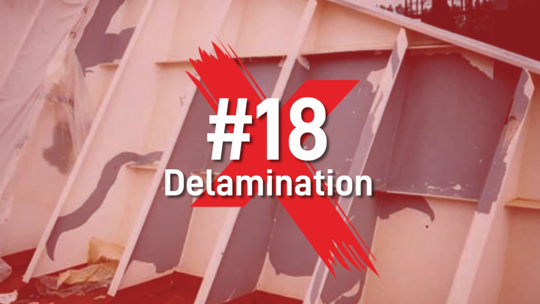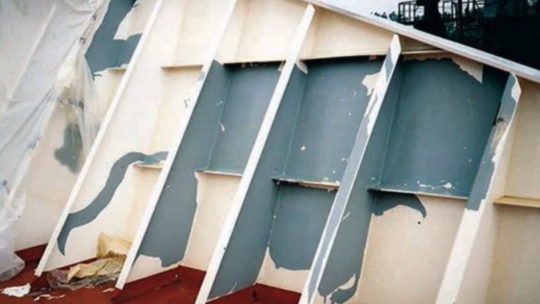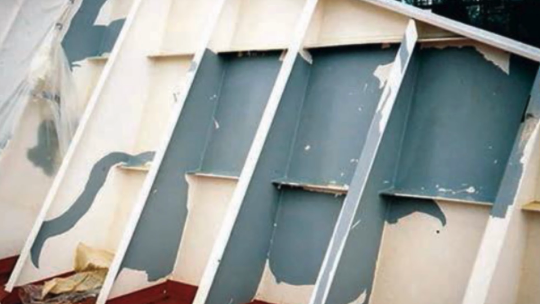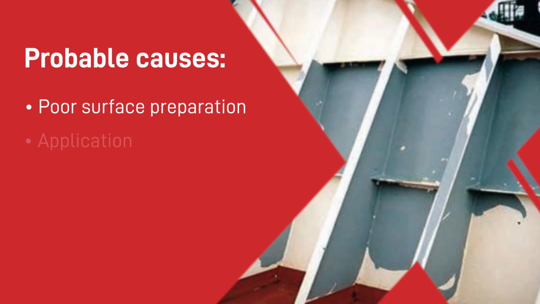Failure number 18 is delamination. Provided that compatible paint materials have been used, delamination defects are generally related to poor surface preparation and application.